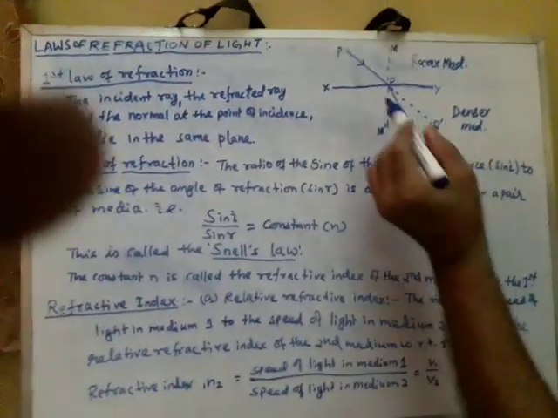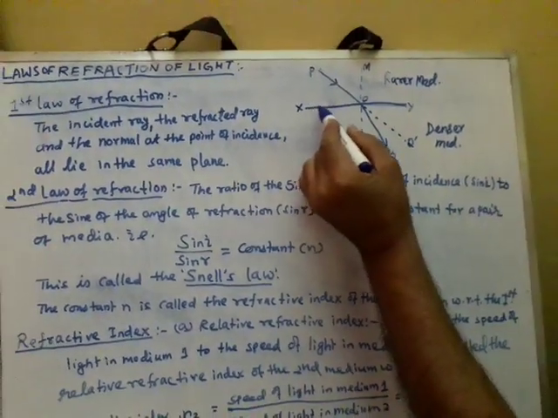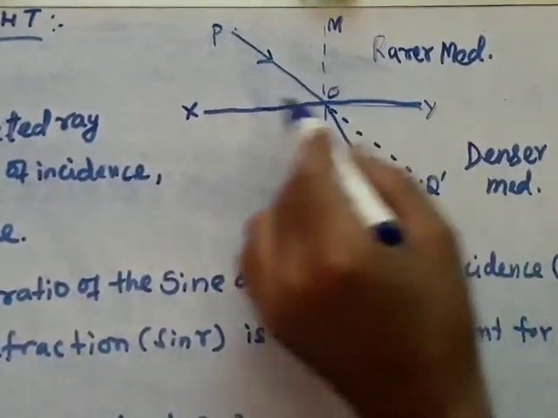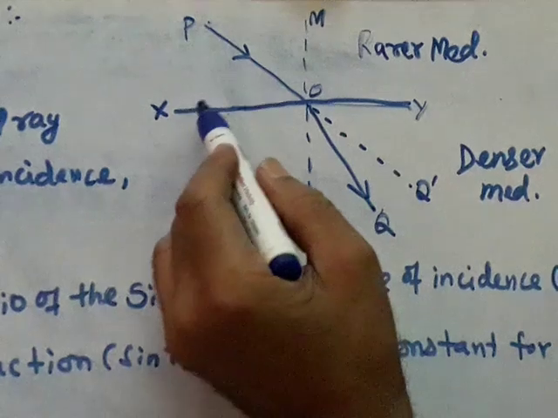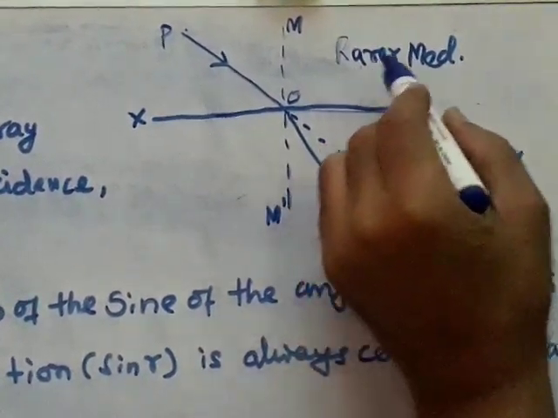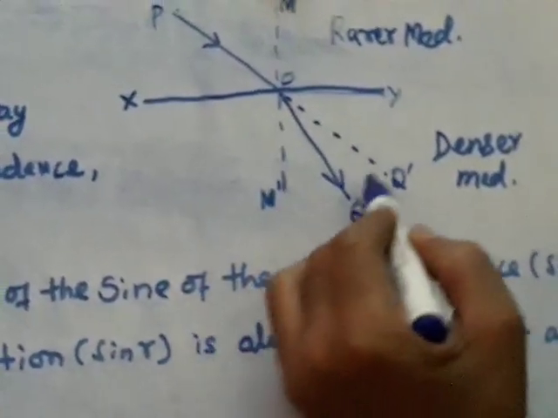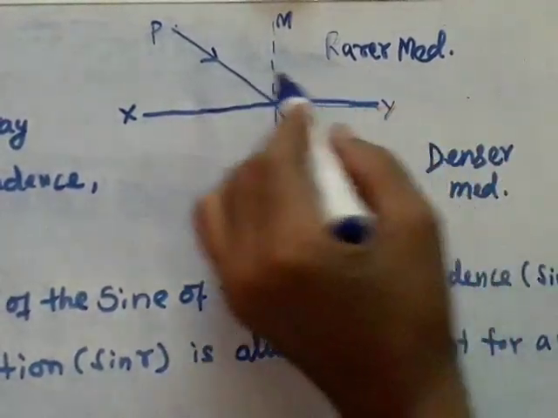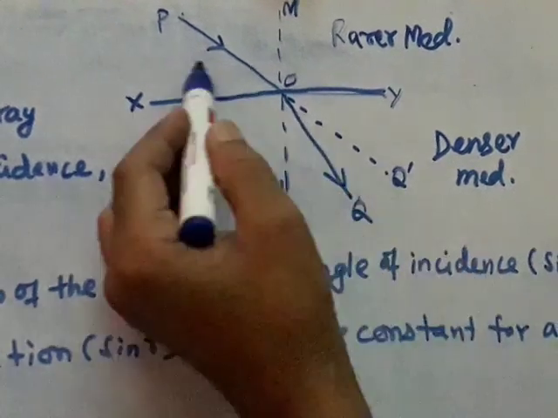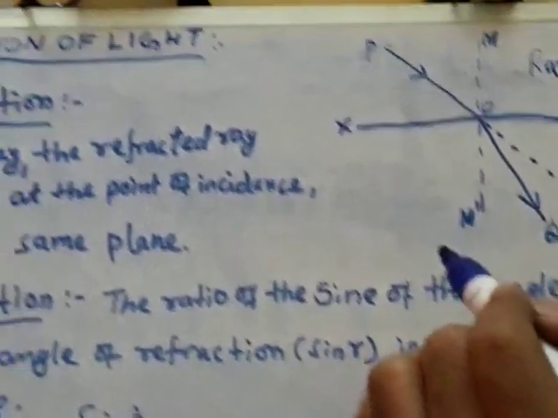Just you see that student, XY is the interface. Interface means the surface in which the two transparent media touch each other. Therefore, above XY there is the rarer medium, and below XY is the denser medium. So now when a ray of light goes from a rarer medium into a denser medium, then it bends towards the normal.